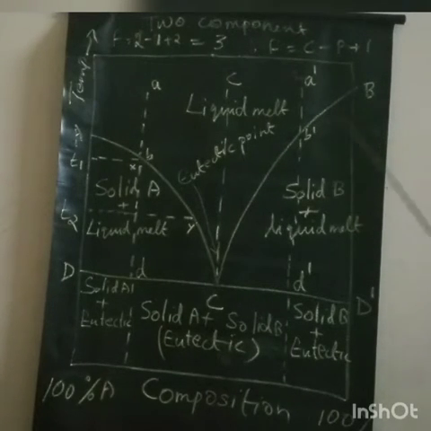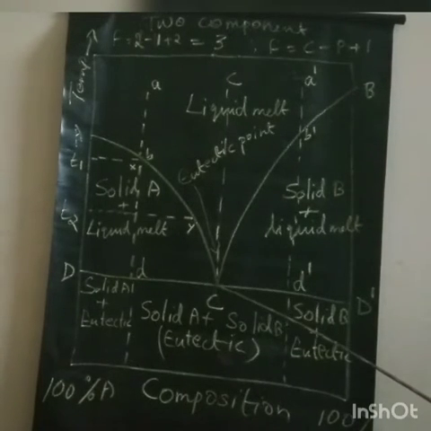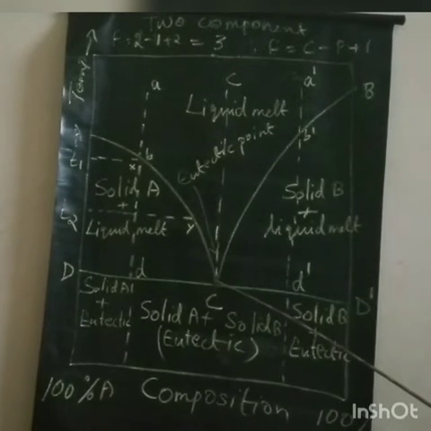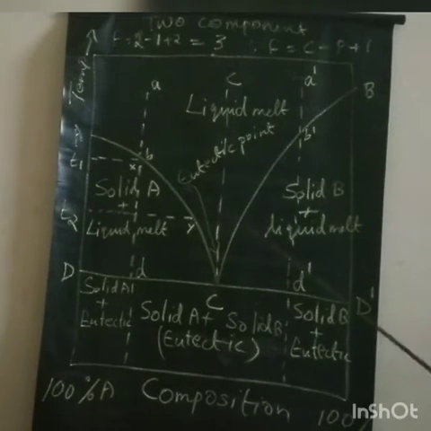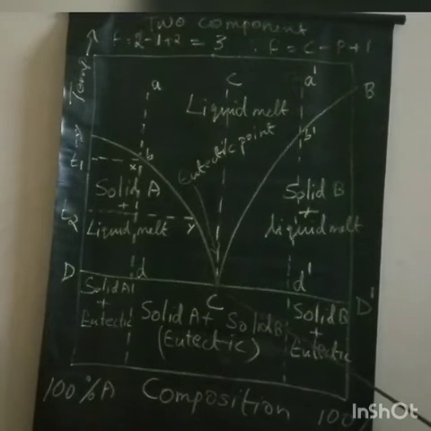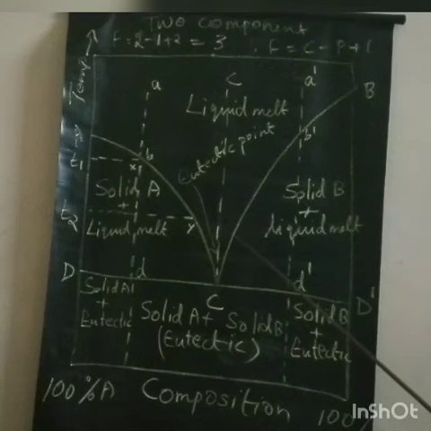And so, when you apply the phase rule, F is equal to C minus P plus 1, the degrees of freedom will be 0 here. And this point, the eutectic point, is actually a triple point. Three phases exist, and it is an invariant system.